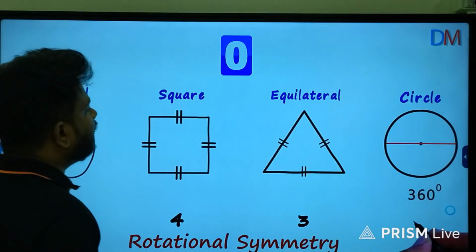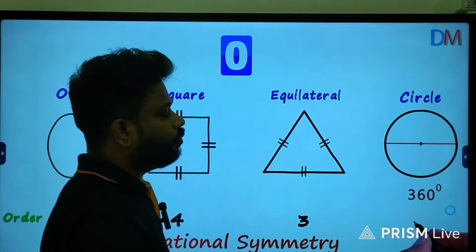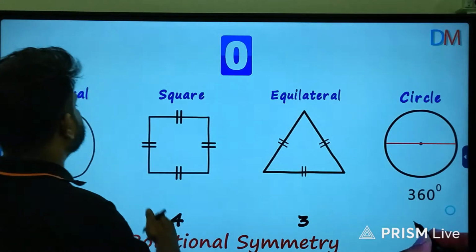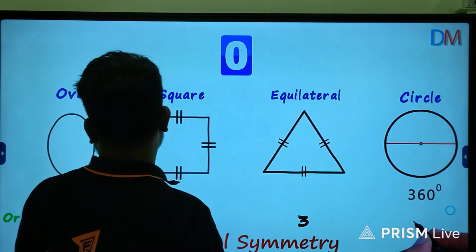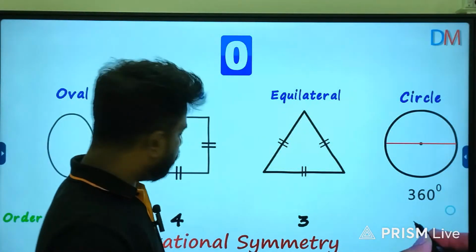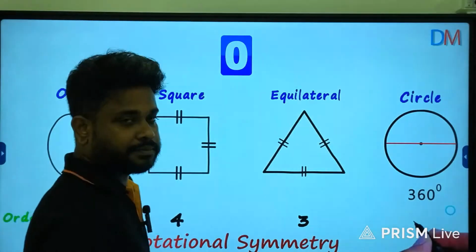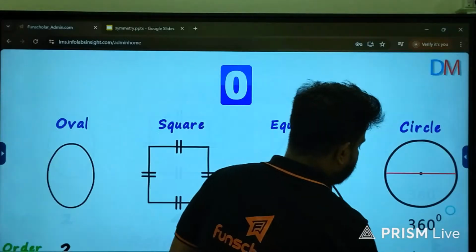Okay, and an equilateral triangle will have 3 symmetrical lines, the same as a square will have 4 symmetrical lines, and an oval shape will have, sorry, 2 symmetrical lines. So this is the video. Okay, so let's go further.